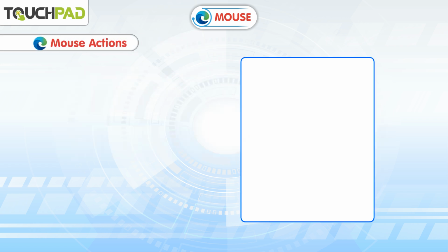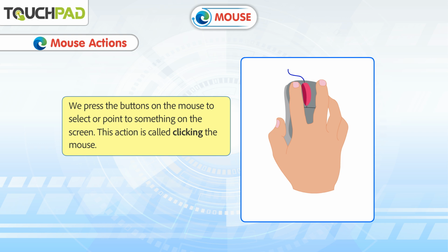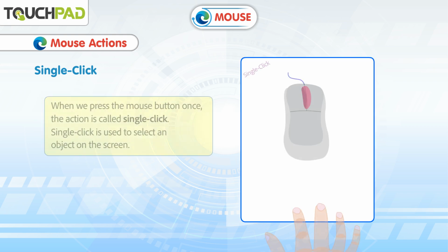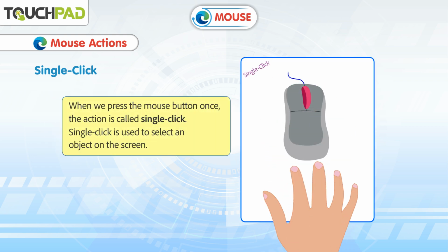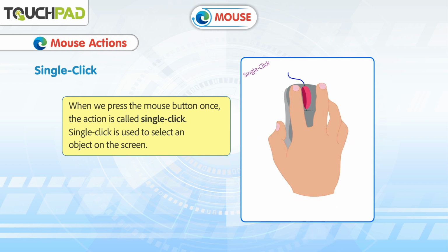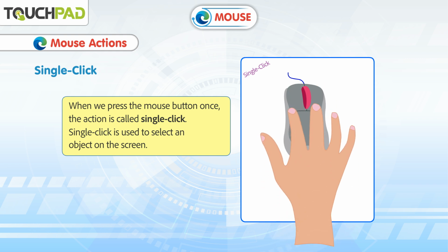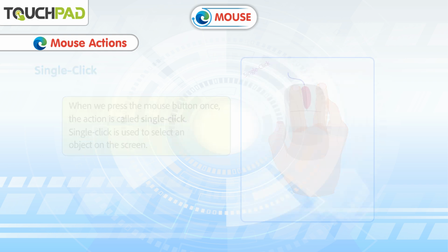Mouse actions. We press the buttons on the mouse to select or point to something on the screen. This action is called clicking the mouse. Single click. When we press the mouse button once, the action is called single click. Single click is used to select an object on the screen.